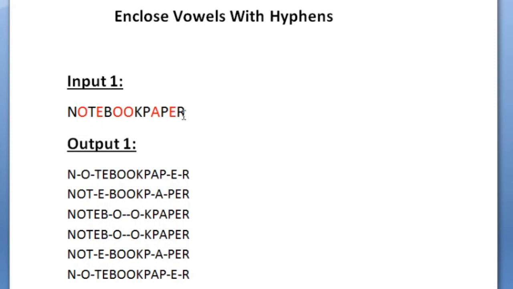And in the next line, while printing the string, we would enclose the second vowel from left and the second vowel from right with hyphens. So like this it goes on. So in our output we can see that first I am enclosing O and E because they are occurring first from left and the first from right. So O and E are enclosed within hyphens in the first line, and in the second line, we are enclosing E and A because they are the second occurring vowel from left and right.